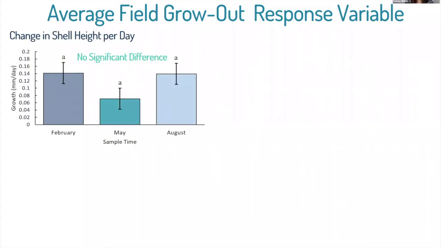So for our field grow out results, first we will look at the effects of sample time, where the treatment groups and field sites are averaged together for each time point for this analysis. On the x-axis will be sample time, and February is a blue-gray, May is the turquoise, and August is that light blue. For our growth rate, we see that there's no significant difference, meaning that they have a consistent growth rate over time.